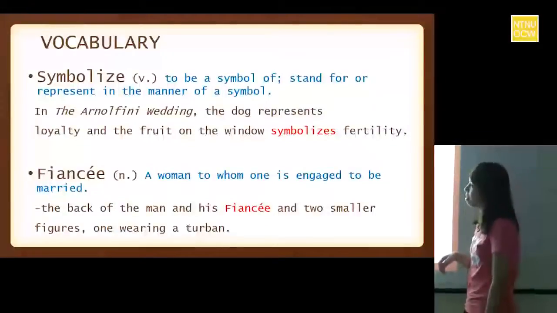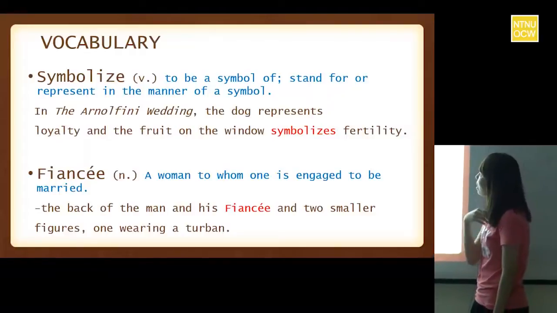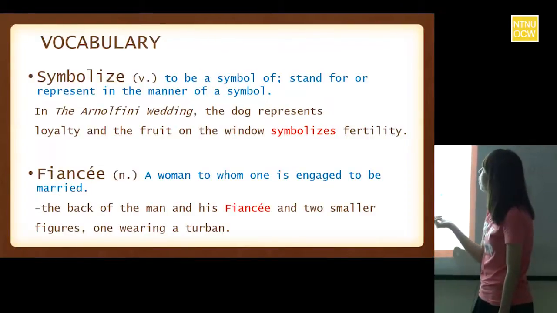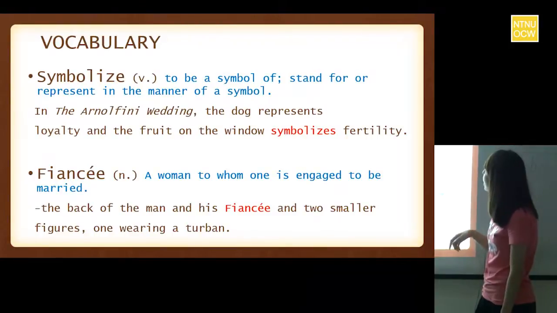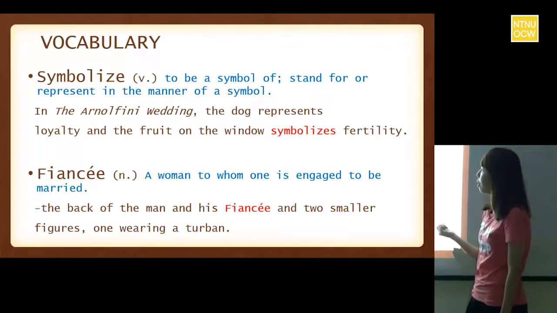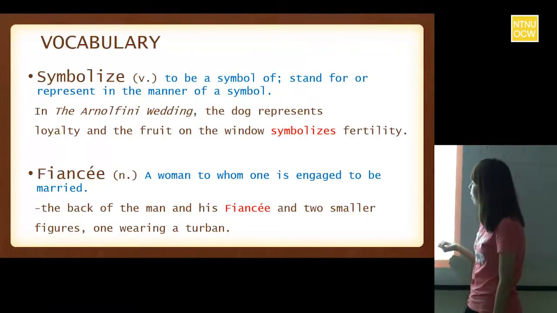Oh, okay. So now we come to some vocabulary. The first one is symbolize. It's the verb of the noun symbol, and it stands for represent in the manner of a symbol. The next one is fiancé. It means a woman who is engaged to be married.